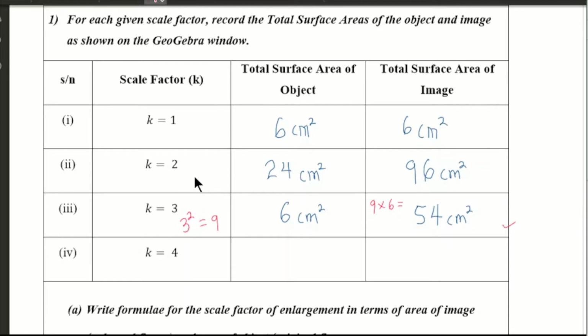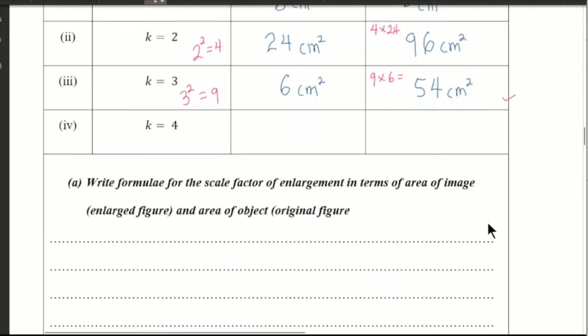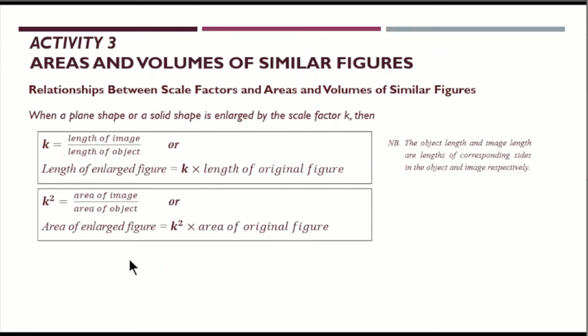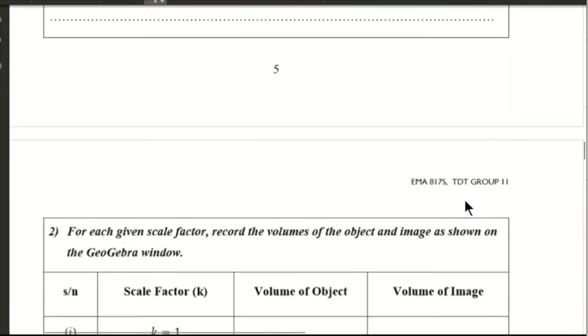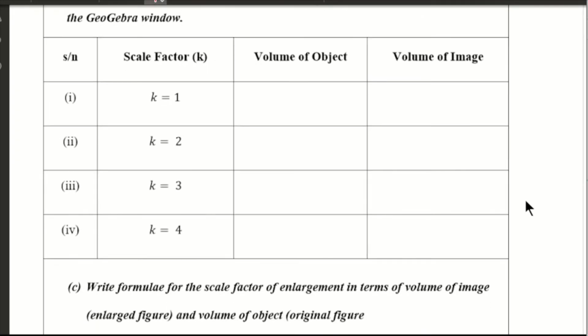Let's try this one. If I square this scale factor, which is 2 squared, I get 4. And when I multiply the 4 by the 24, I'll get 96. So the formula actually works. So we can say that the area of the image is equal to the scale factor squared times the area of the object.